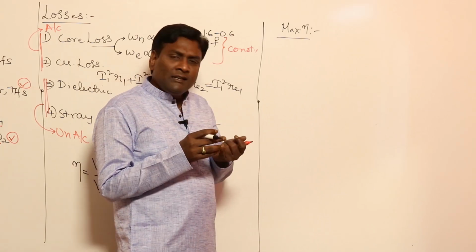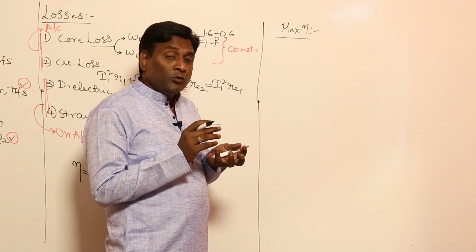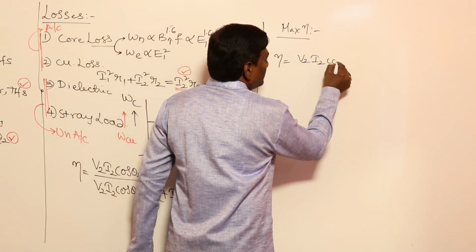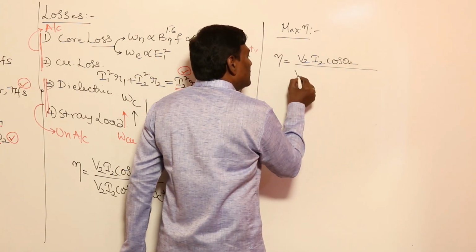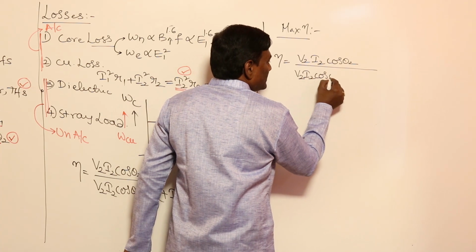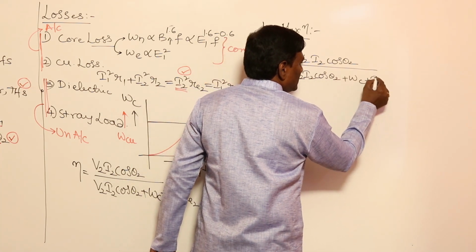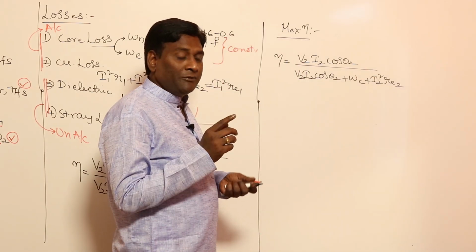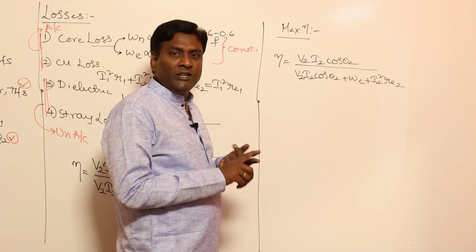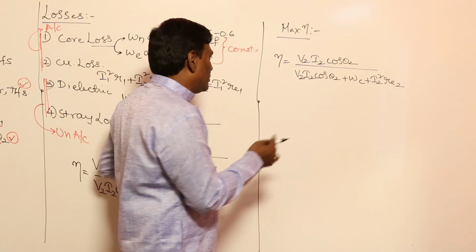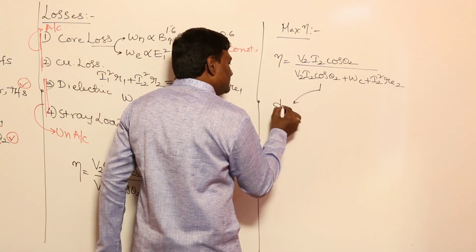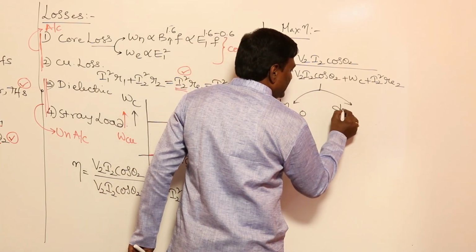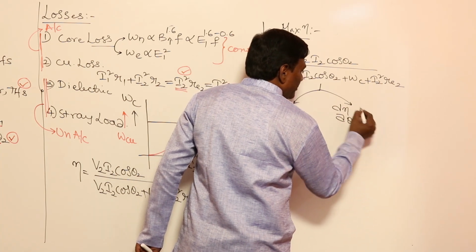Now, the moment I said I2 and theta 2 are independent variables, we have to differentiate the equation of efficiency, V2 I2 cos theta 2 divided by V2 I2 cos theta 2 plus core loss plus copper loss. In order to find maximum efficiency, we have to differentiate with respect to two terms. What are those? I2 is an independent variable, and theta 2 is an independent variable, which will be decided by the load. So let me differentiate with respect to I2 and equate to 0, and differentiate with respect to theta 2 and equate to 0.